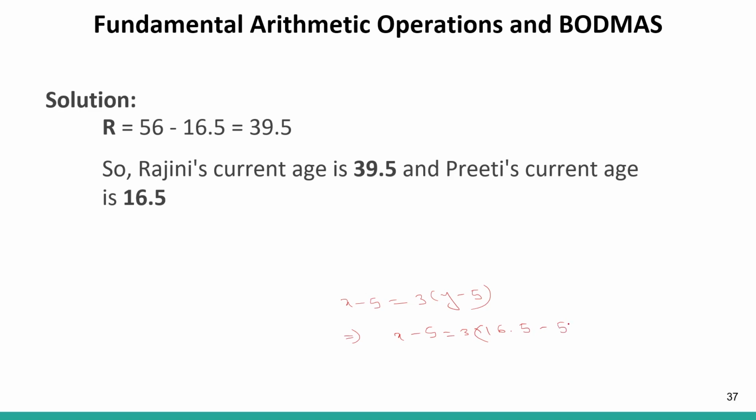16.5 minus 5. So this is nothing. This implies that X is equal to 39.5. Okay, this is the final answer.